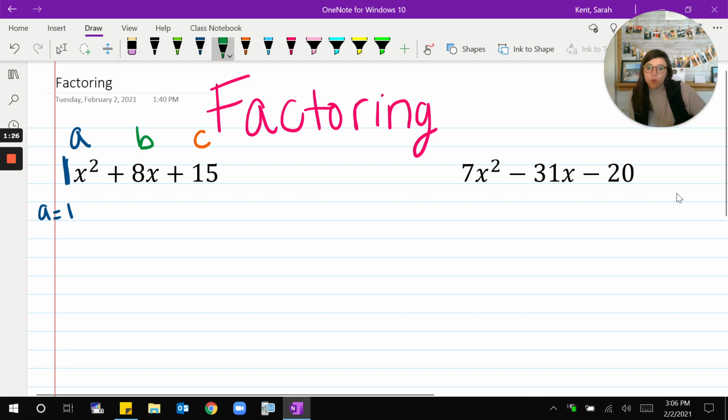Then our B will always be with x. So A goes with x squared, B always goes with x. So here we can see that B, the number with x, is 8. So B equals 8. And then C is whatever number is stuck on the end by itself. So here we can see that C, the number on the end, is 15. You can also think of C, there is no x, it's just a number.